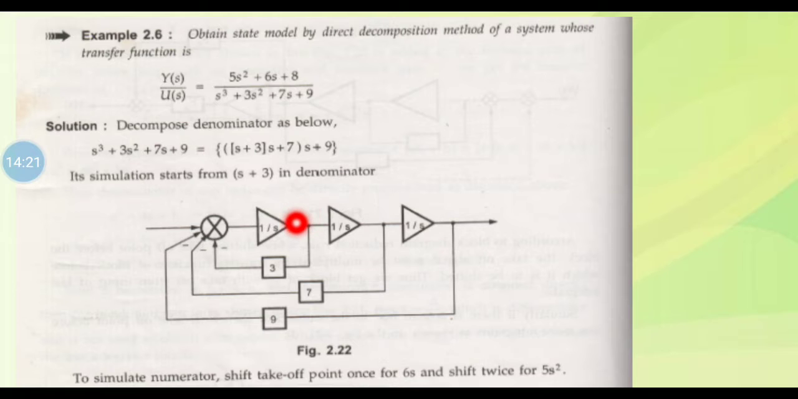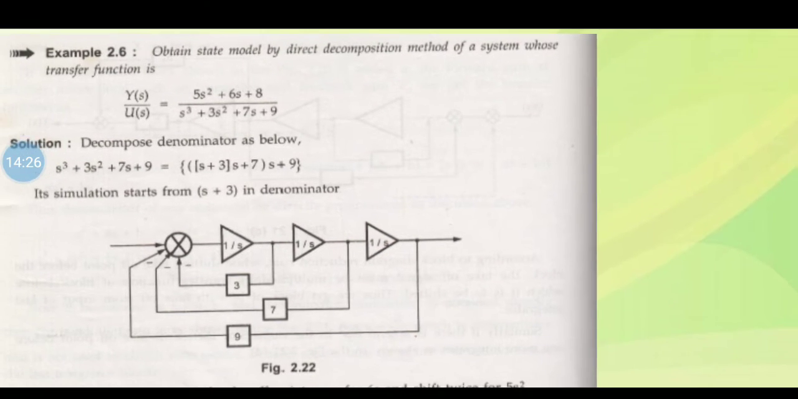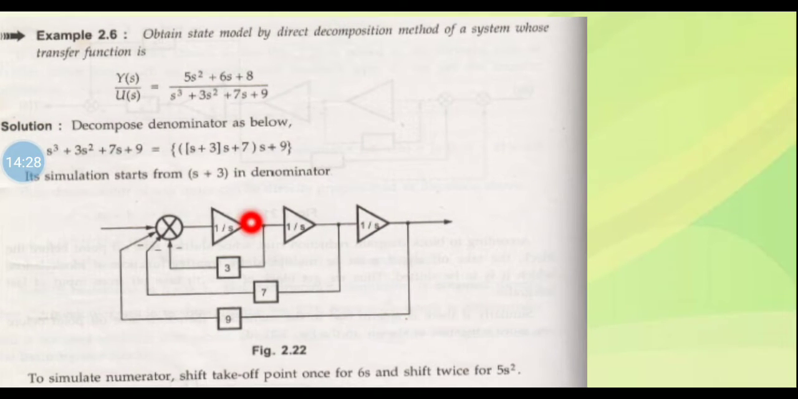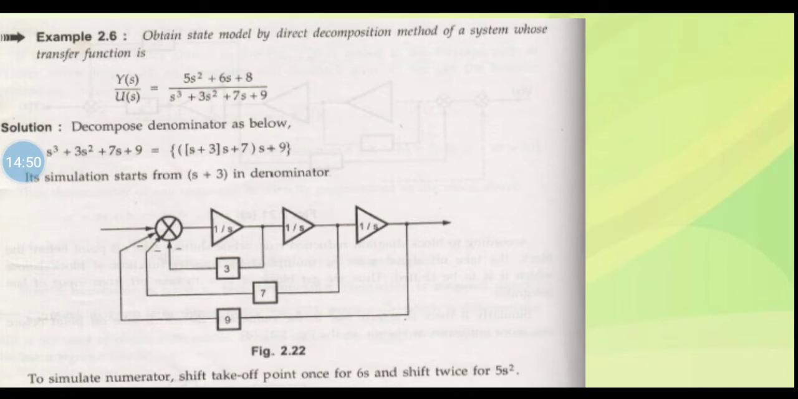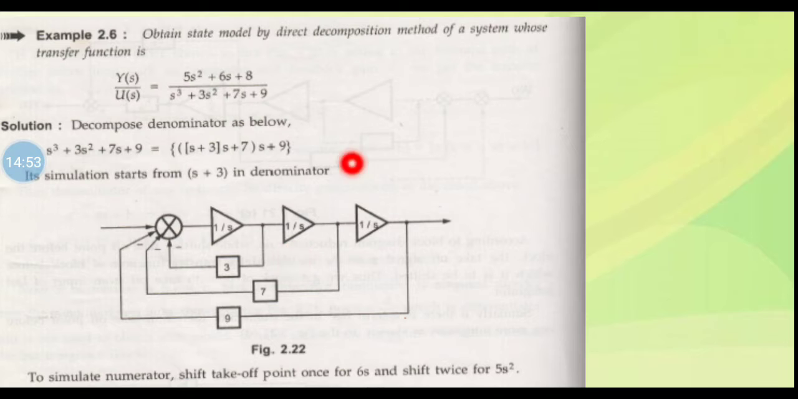So this is 1 by s, 1 by s, 1 by s. These are three integrators. So this will give us s. Then it is 3s. Is it clear? Then next is 7. Now 3s plus s square will come. That has to be multiplied, it will come here. Then that is given to 7.